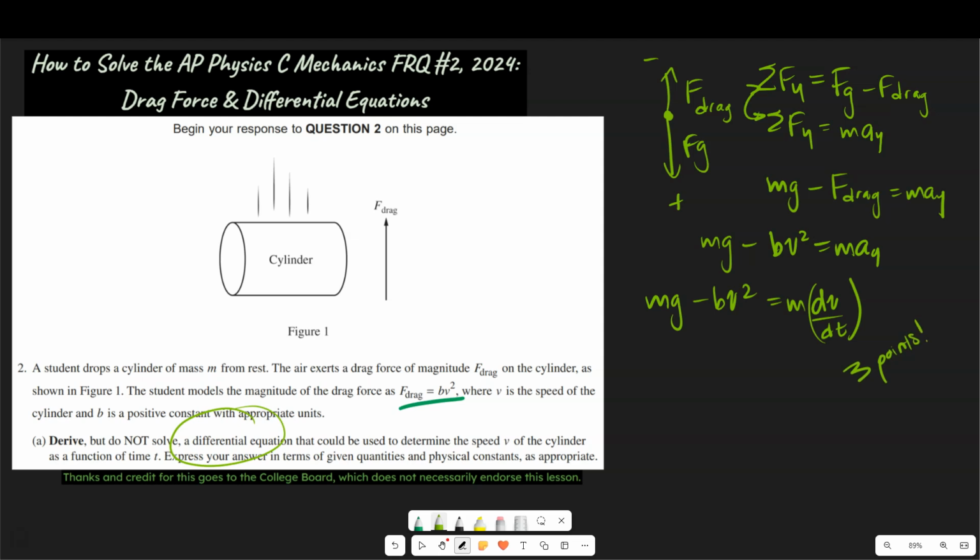Easy peasy. Notice that we can just not even fully do the calculus here, just set up the problem and get a bunch of points for this. So this problem isn't all that tough once you get the hang of setting things up like this. All right, let's move on to the next part of the problem and see what else we have to do.